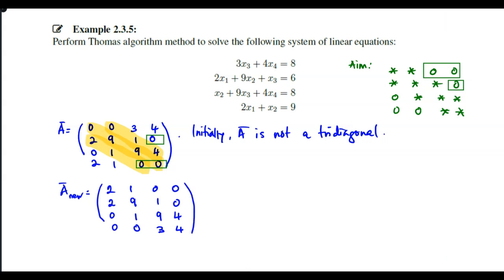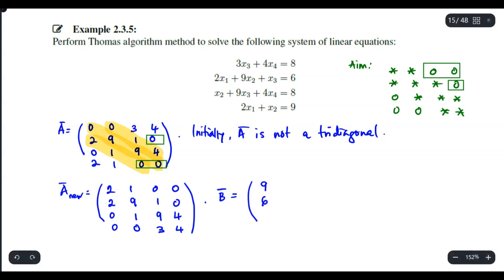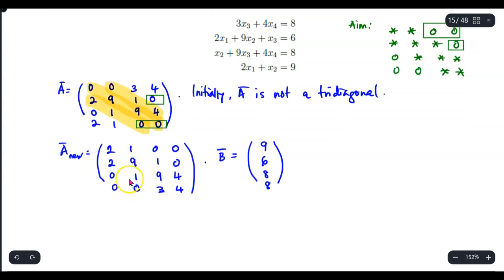But do not forget, every time you change your A, B must follow. So change B accordingly, because it comes with the A. So 2, 1, 0, 0, so 9, and then you have 6, 8, and 8. So that is your new A and B. Now we have a tridiagonal matrix of A here, so we are good to go with the Thomas algorithm method.